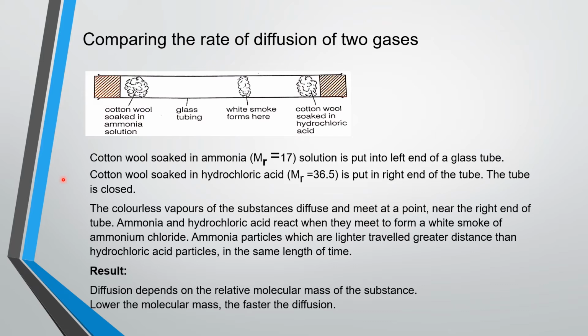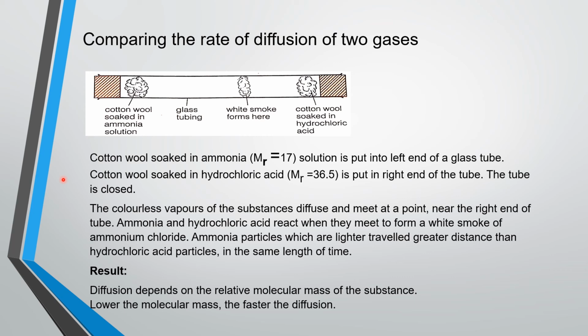Cotton wool soaked in ammonia, relative molecular mass equals 17, is put into the left end of the glass tube. Cotton wool soaked in hydrochloric acid, relative molecular mass 36.5, is put in the right end of the tube. The tube is closed. The colorless vapors of the substances diffuse and meet at a point near the right end of the tube. Ammonia and hydrochloric acid react when they meet to form a white smoke of ammonium chloride.